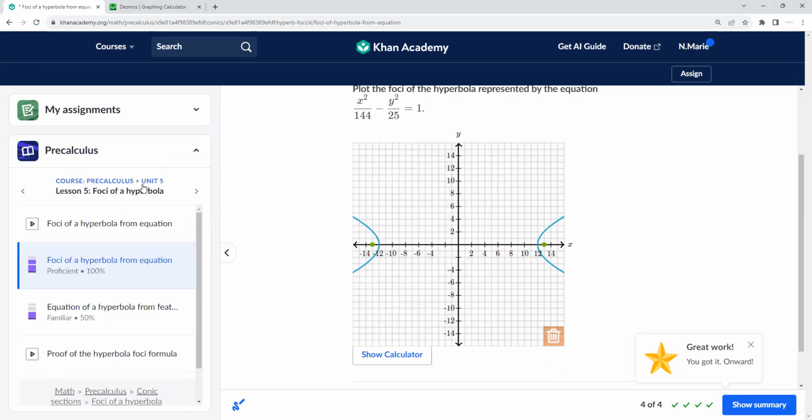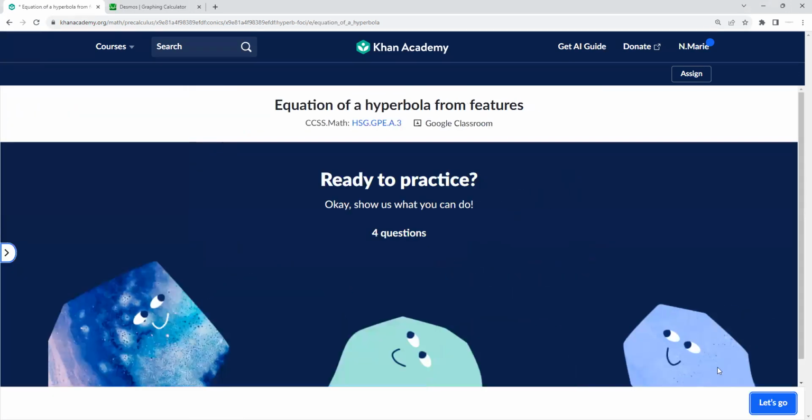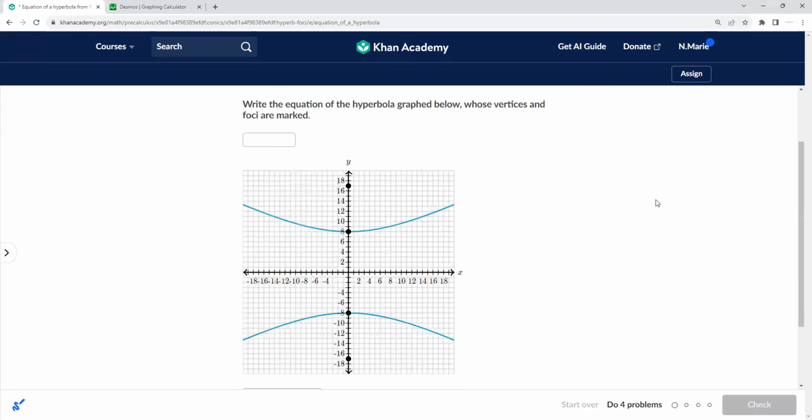Let me go back. So this is the last part of this unit here, and this is where it gets a little bit more confusing. A little more tricky, shall I say, not confusing. Okay, so this is on the y-axis. We know the y squared is going to come first. So you should automatically do y squared minus x squared equals 1.